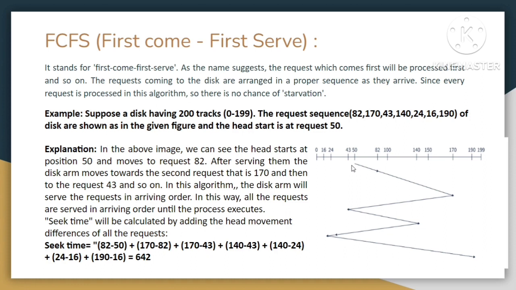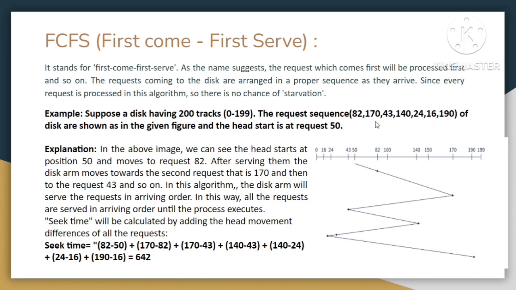So let's discuss a numerical example so that we can more easily understand this algorithm. Suppose a disk has 200 tracks. We have already discussed the track. What is a track? These are the concentric circles on the surface. So it means that we have 200 tracks per surface. We can number them from 0 to 199, as we start from 0, so the upper limit is 199. The request sequence of the disk is 82, 170, 43, 140, 24, 16, 190, as shown in the figure, and the head starts at 50.